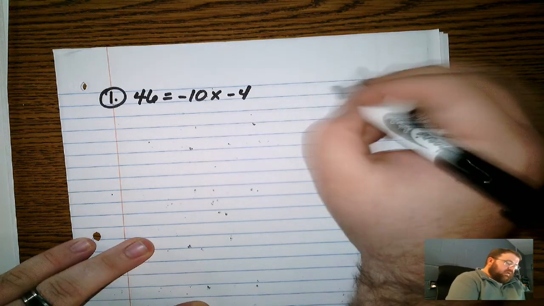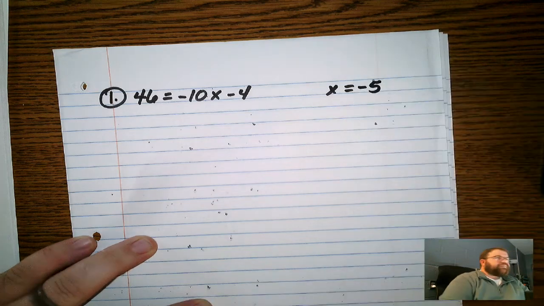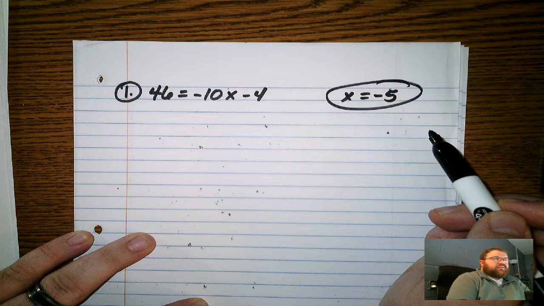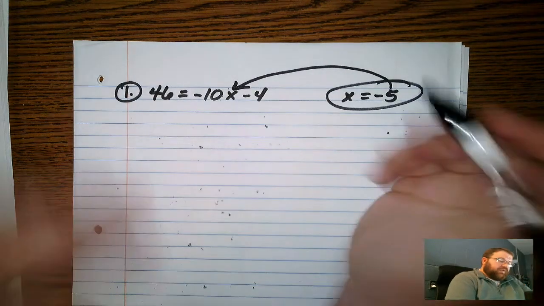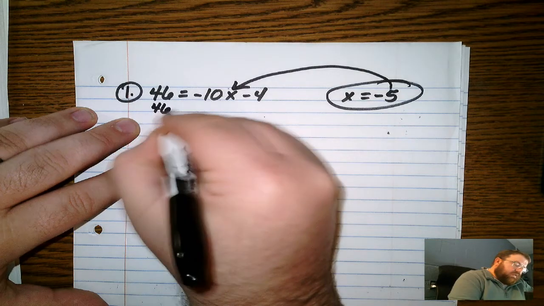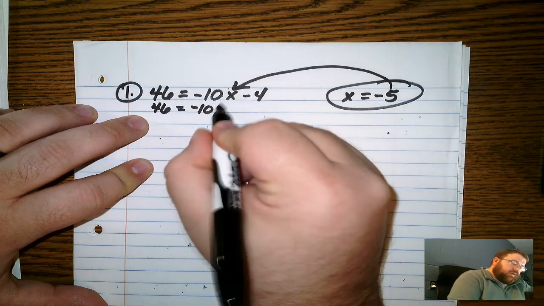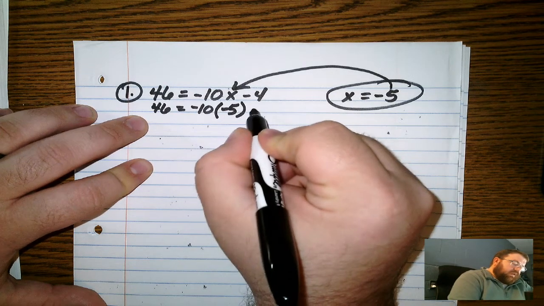And we got x is equal to negative 5. So I'm going to take the value that we got for x, and I'm going to substitute that in for x. So I have 46 is equal to negative 10, now this is times, remember, times negative 5, minus 4.